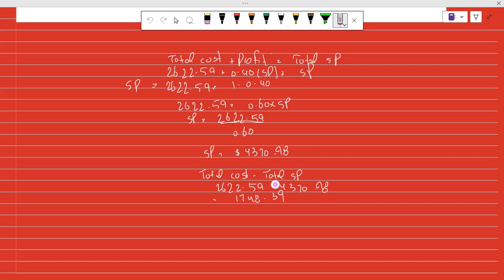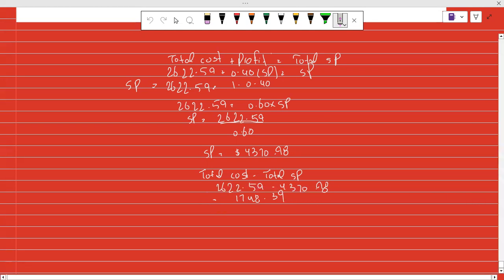So now we are going to find the profit for it. Whenever we want to find the profit, what we have to do is just subtract the total cost from the total selling price. After that, we will have our profit figure, which is 1748.39. So this is very simple.